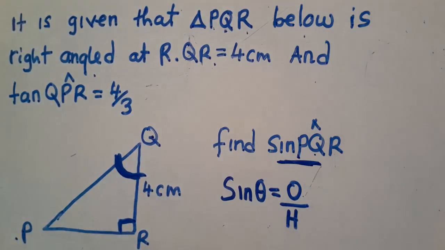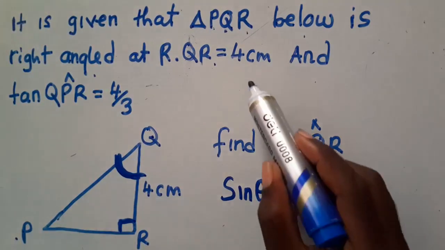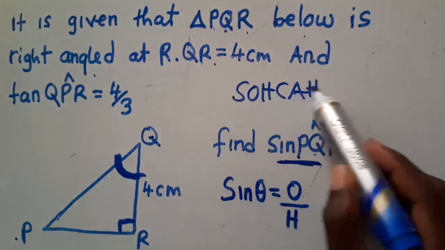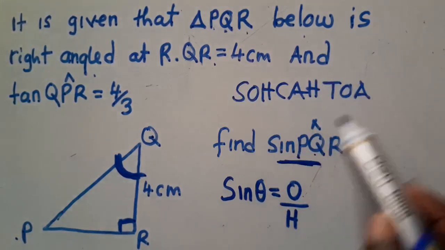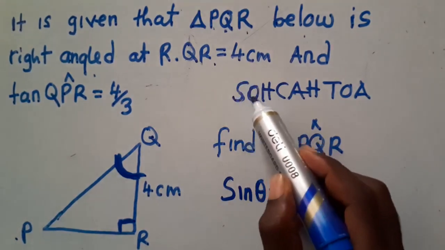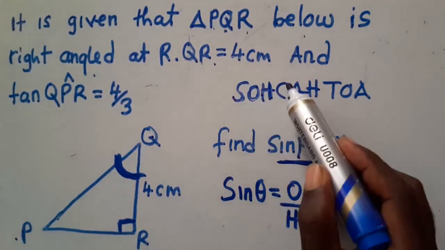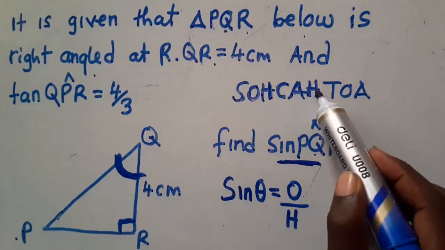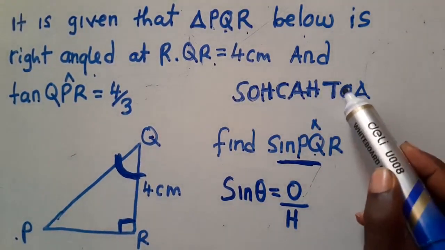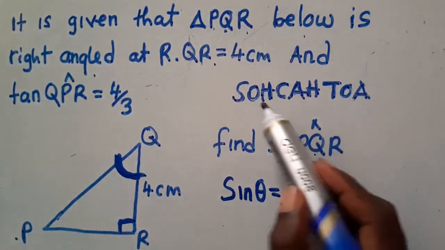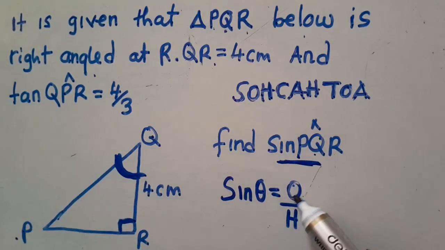I believe you know what SOHCAHTOA is. This is how we get to write it, and this is what helps us. The first one is sine theta equals opposite over hypotenuse. Cos is adjacent over hypotenuse. Tan is opposite over adjacent. So we are on sine, and sine is opposite over hypotenuse.